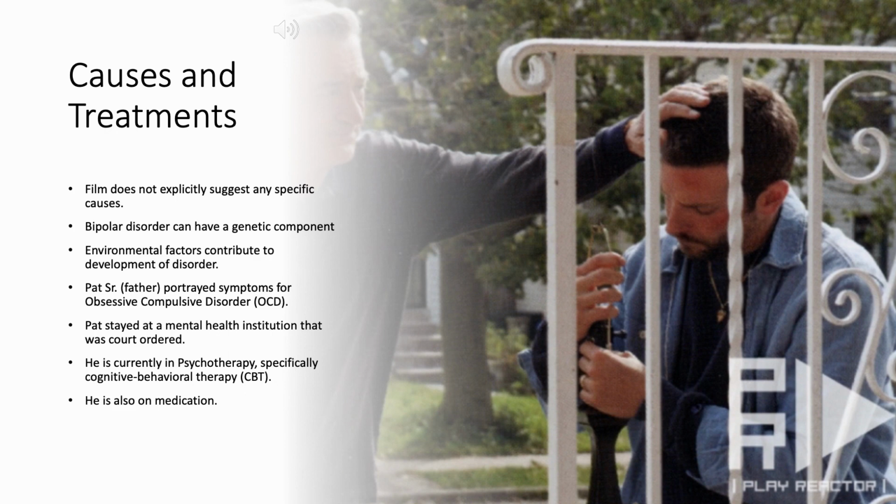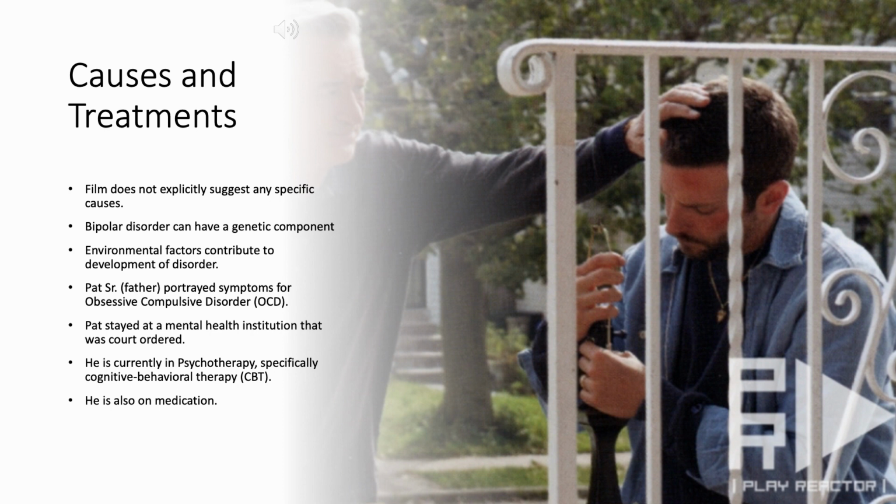In terms of the causes of Pat's bipolar disorder, the film did not explicitly suggest any specific causes. However, it is known that bipolar disorder can have a genetic component, meaning that it can run in the family, and it also is believed that environmental factors such as history of trauma or stressful life events can contribute to the development of bipolar disorder. In the movie, Pat's father, Pat Sr., was portrayed having symptoms of OCD, which is obsessive compulsive disorder. This can be an indication that Pat's bipolar disorder was because of a genetic component, since mental health issues run in his family.